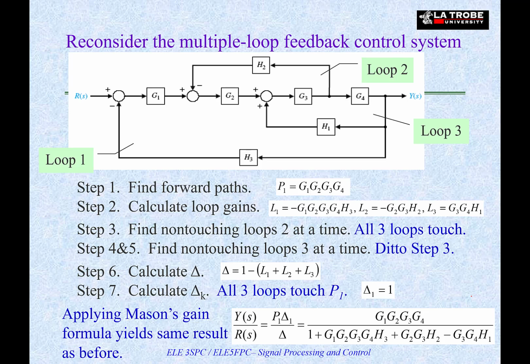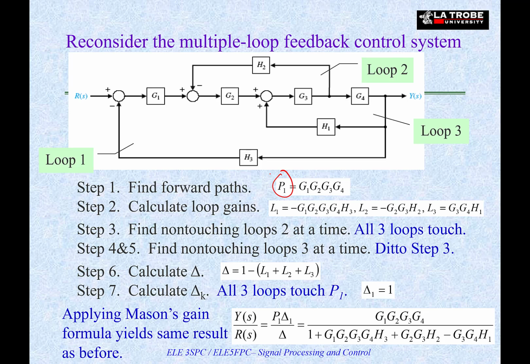Let's look at one more example. This example is what we have seen in the last video. This is a multi-loop feedback control system. Now we use Mason's gain formula to find the transfer function, and we should compare whether the result is exactly the same as the previous one. The first step, we need to find forward paths. In this example, there's only one path, and this is a horizontal path, which is given by P1.